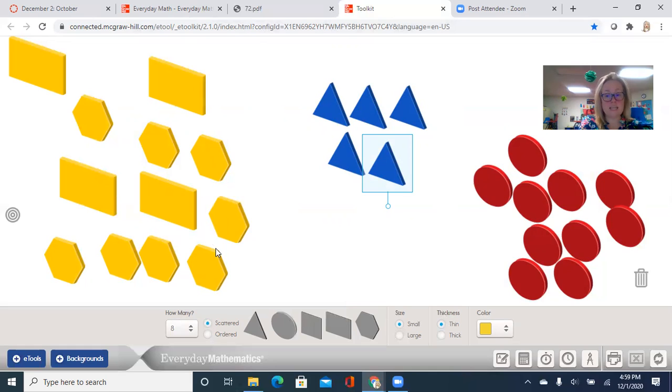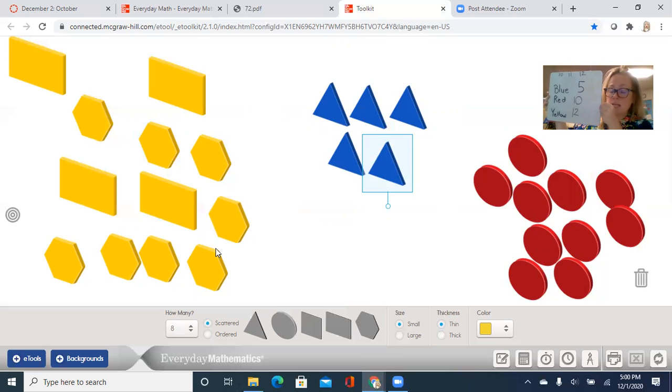Okay, so 12 is a teen number, and we talked about yesterday that teen numbers follow a pattern. So 10 is a 1 and a 0. 11 is a 1 and a 1. So a 12 is a 1 and a 2. 12. 1 and a 2. 12 yellows. So let's take a look at our number. 5 blues, 10 reds, and 12 yellows.